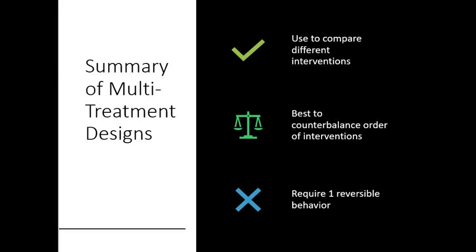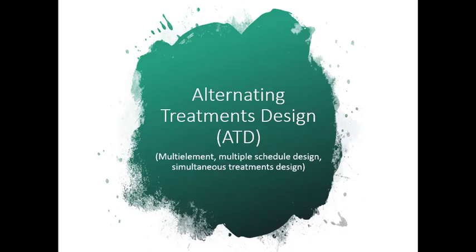To summarize, the multi-treatment designs are used to compare different interventions. It is best to practice counterbalancing the order of interventions. And the designs require one reversible behavior. Another comparative design is the alternating treatments design.